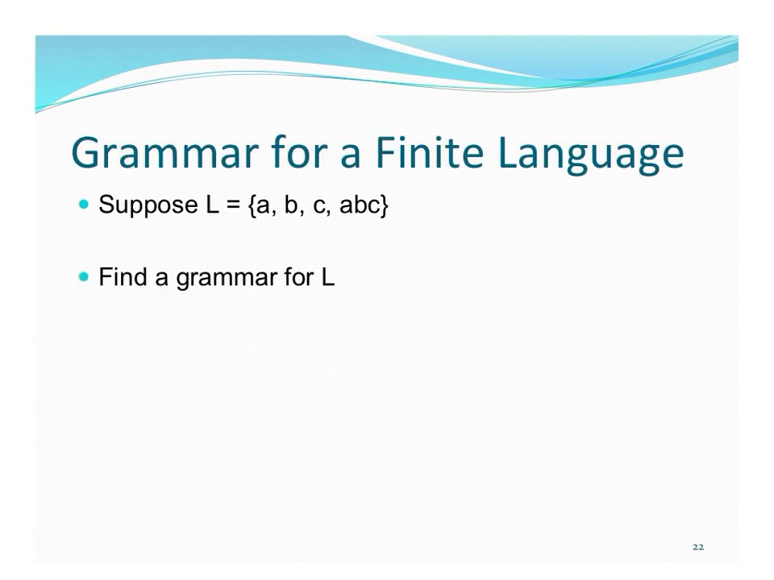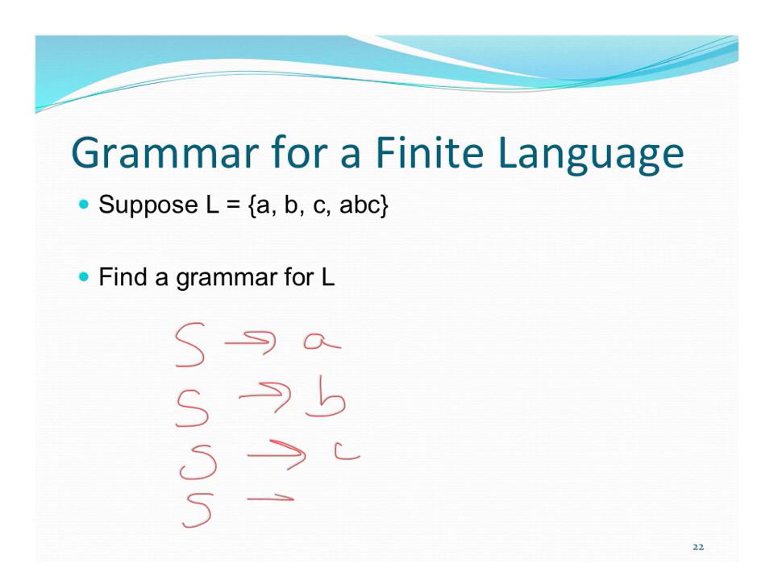Now, finding a grammar for a finite language can be really simple, right? A grammar for this particular language here could be as simple as S goes to A, S goes to B, S goes to C, right? So there's a grammar for this language. And then we could stuff in as many A's in the middle as we want.